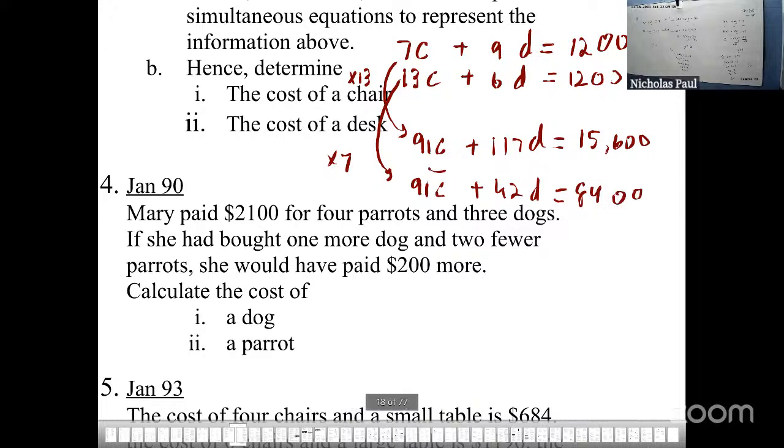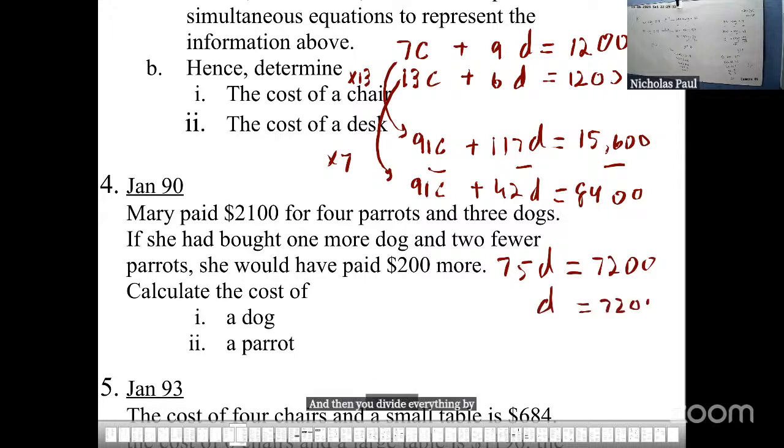And then we subtract. 91C minus 91C is 0. 117 minus 42 is how much? 75D is equal to 15,600 minus 8,400, how much is that? And then you divide everything by 75 and you'll end up with 96. So one desk is $96.